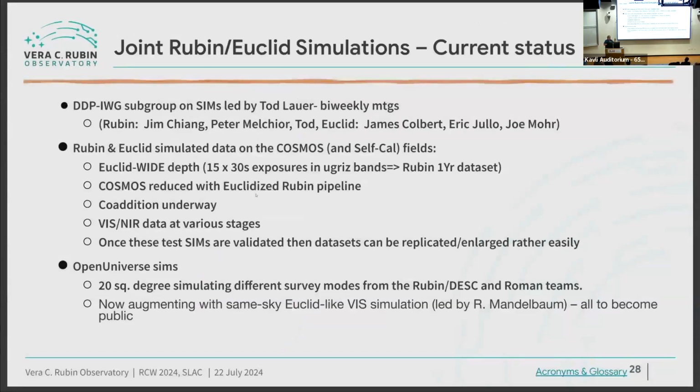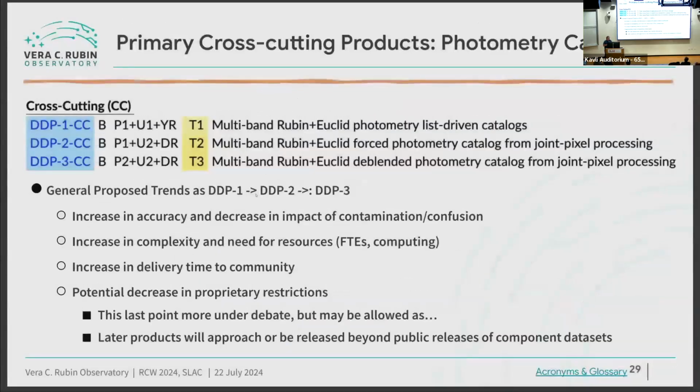We also have a simulation group. Actually, I'm a little short on time, so I'm going to leave simulations to other people to talk about, but we are concerned about making sure that simulations exist. All right, so we have the primary cross-cutting products. These are the photometry catalogs. I would say these are sort of the primary products that we're looking into.